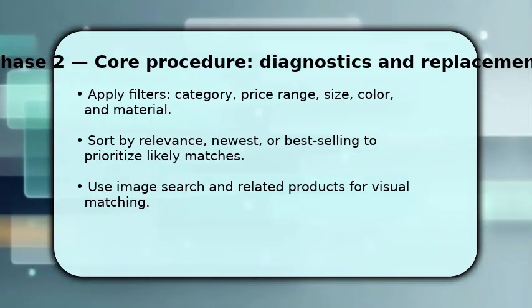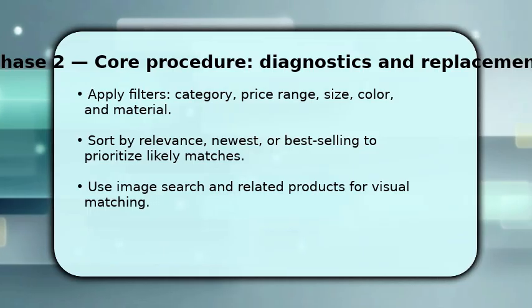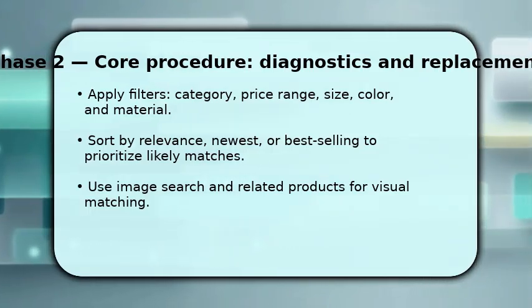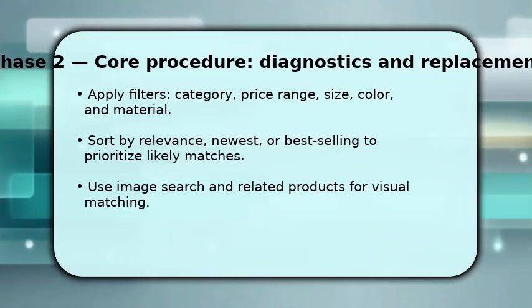narrows to relevant items. Once filtered, switch sort options to relevance or newest. That surfaces likely matches or recently added puppy designs. You should also tap an item and scroll its images, then try the image search or related products feature. This helps when keyword matches misstylized prints.